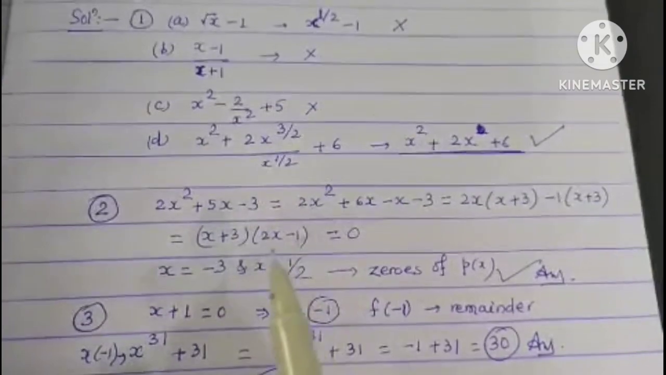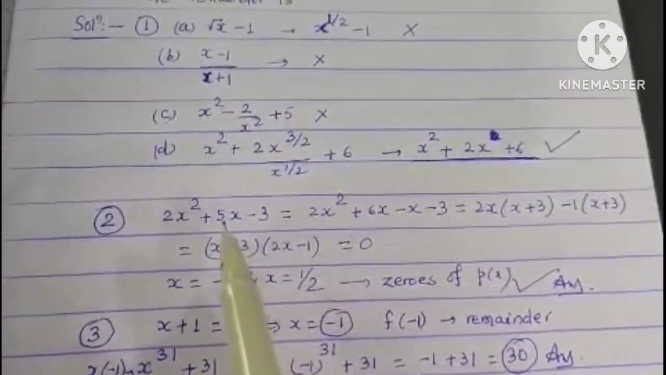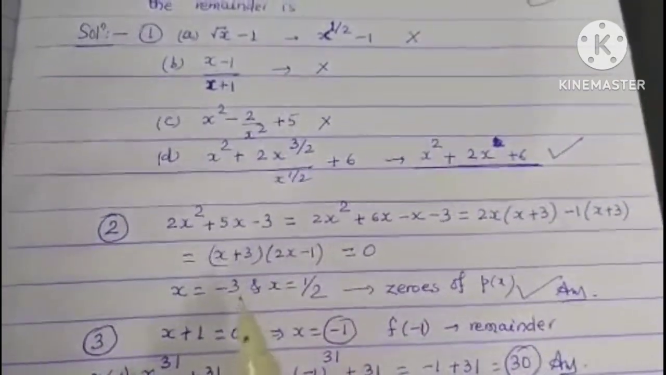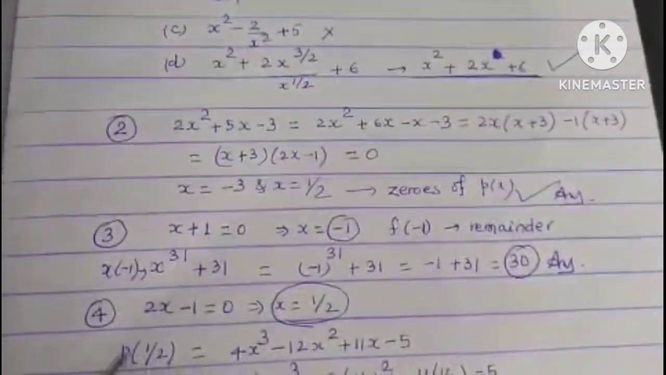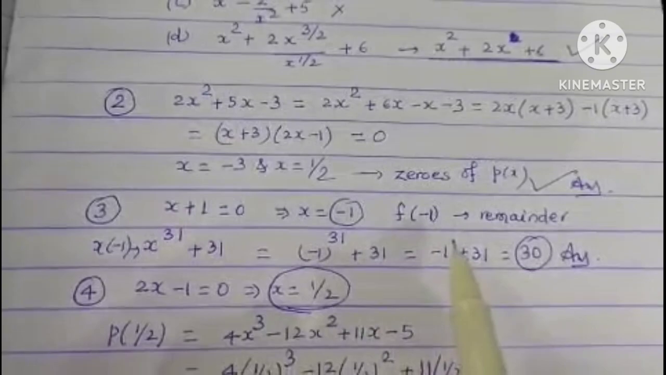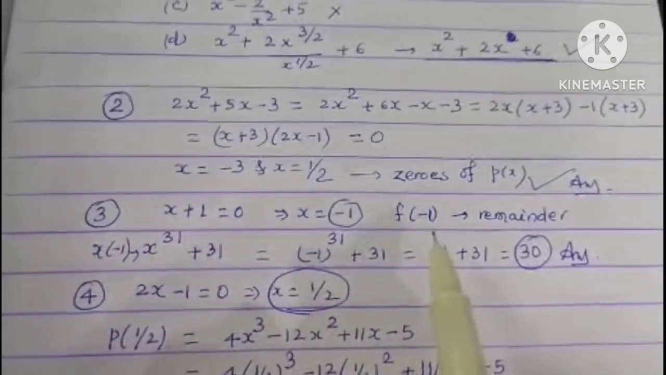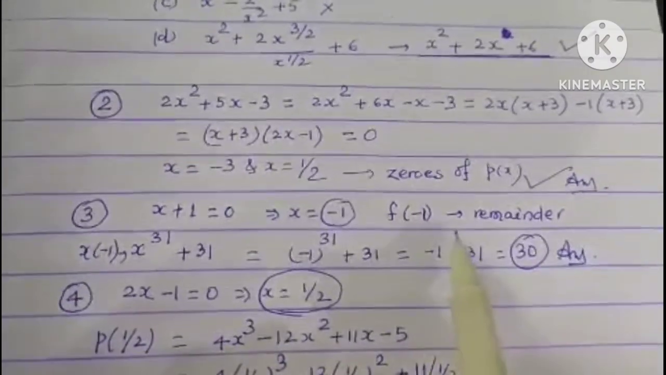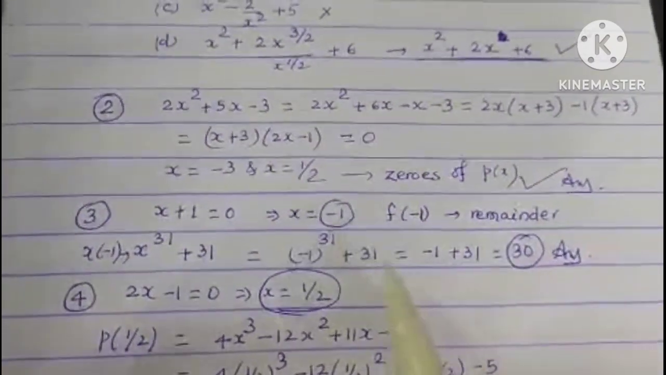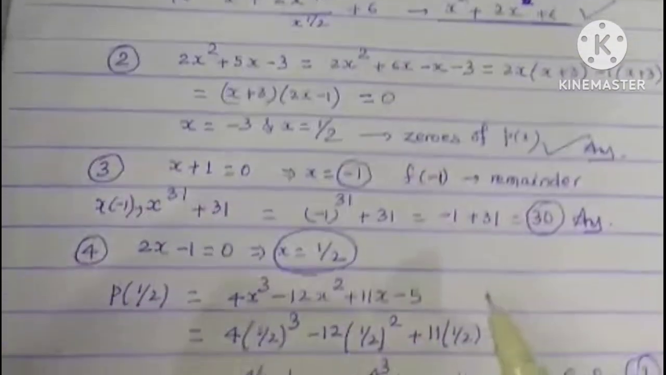Next one, we had to find out the zeros. So we make the expression equal to 0. We solve, and the value of x comes minus 3 and 1 by 2. So these are the zeros. The third one, we had to find the remainder. By the remainder theorem, we know that f of a is the remainder if x minus a equal to 0. This way we find the remainder, it comes 30.